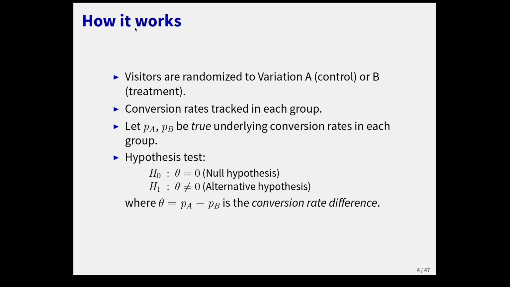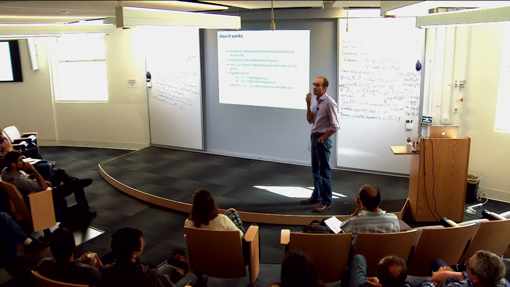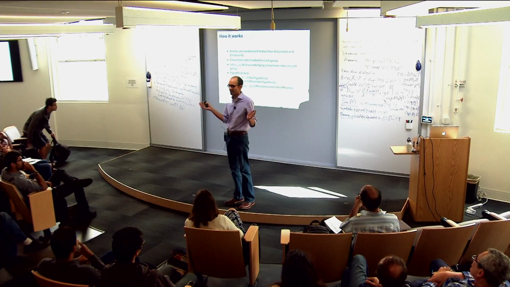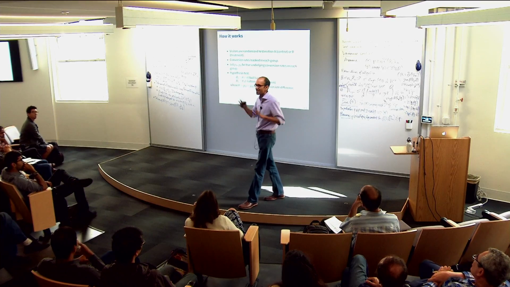Yeah, Bobby? Question about notation. Does hypothesis 1 posit a specific non-zero value of theta? No. It's what's called a composite. Yeah, so hypothesis 1 is just what's called a composite alternative, that the theta is something other than 0.